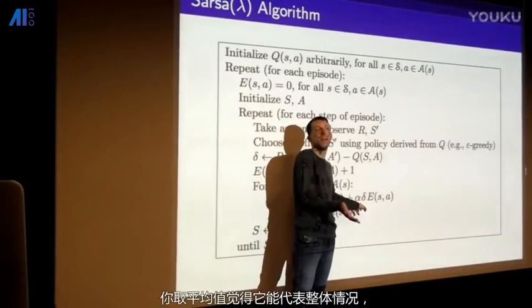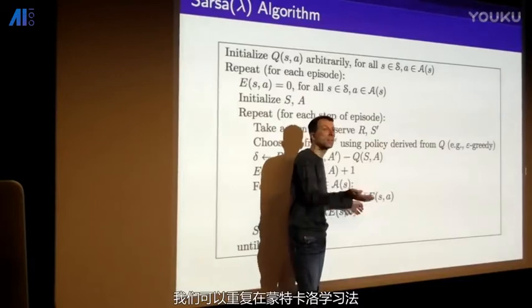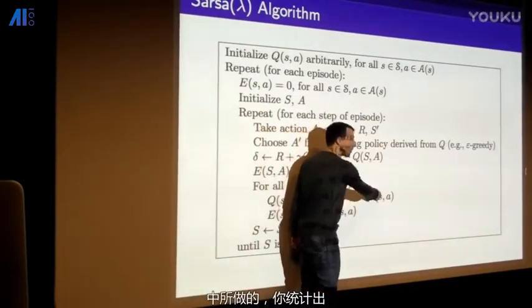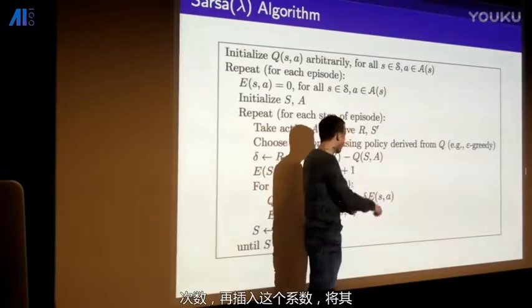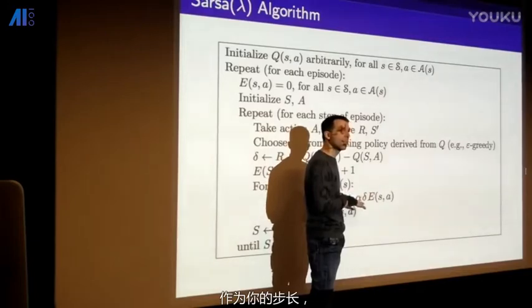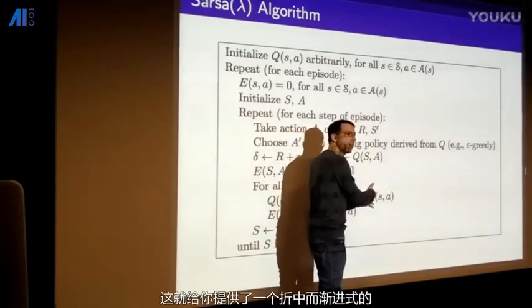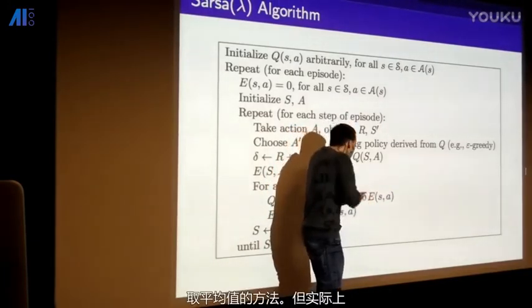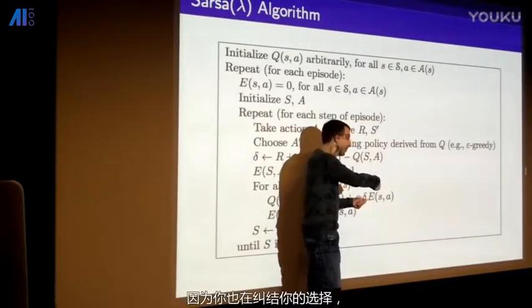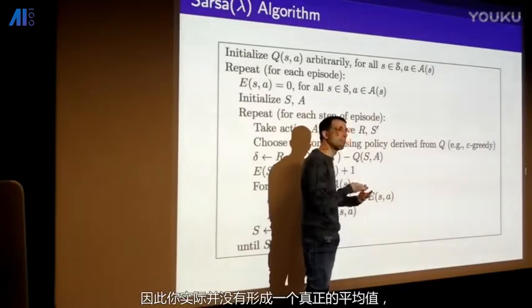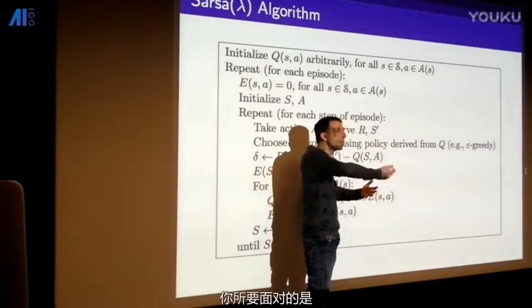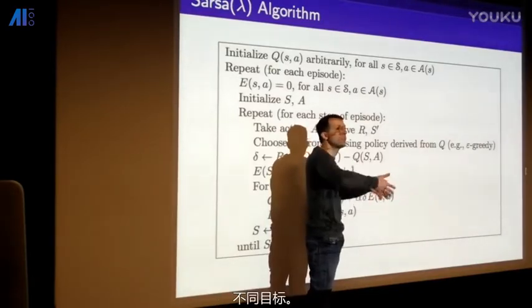So could you just take the mean by using, say, a 1 over n? Could we do the same thing that we did in Monte Carlo, where you count the number of times you visited that state action pair and plug in 1 over n as your step size? That would give you an incremental way to estimate the mean. But the thing which you're plugging into that mean is changing all the time because you're bootstrapping. So it's not really the same as forming a true mean. You're forming a non-stationary mean of that. You're throwing in there all of these different targets that you've seen at all these different times.